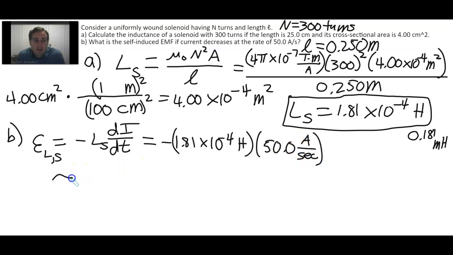All right, so let's go ahead and get this value. Oh, and by the way, this current is decreasing in time, so it's a minus. But minus times minus would be plus. So it's going to be a positive EMF that's in the opposite direction of how the current's flowing. So anyway, that's the idea.